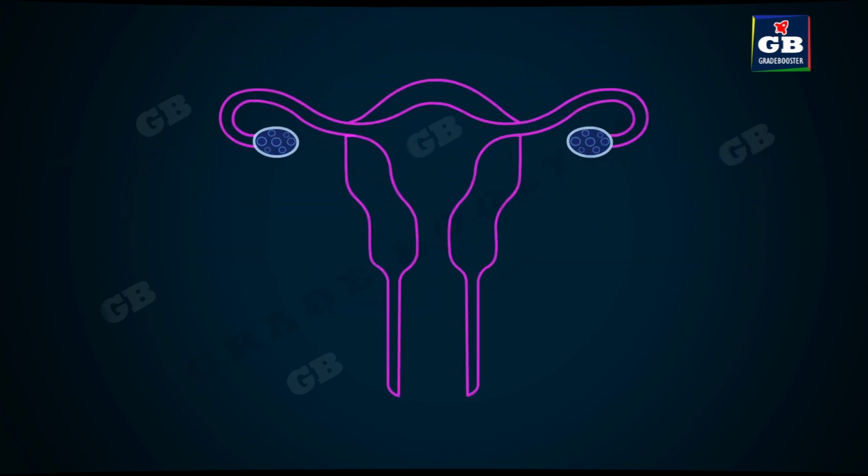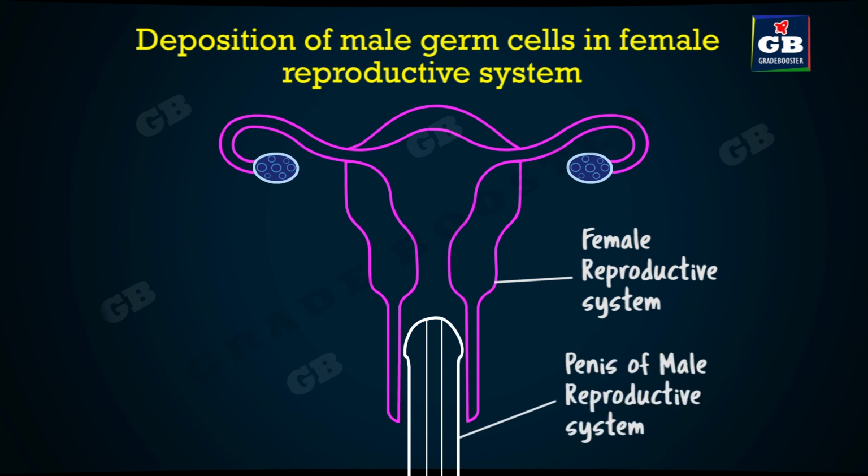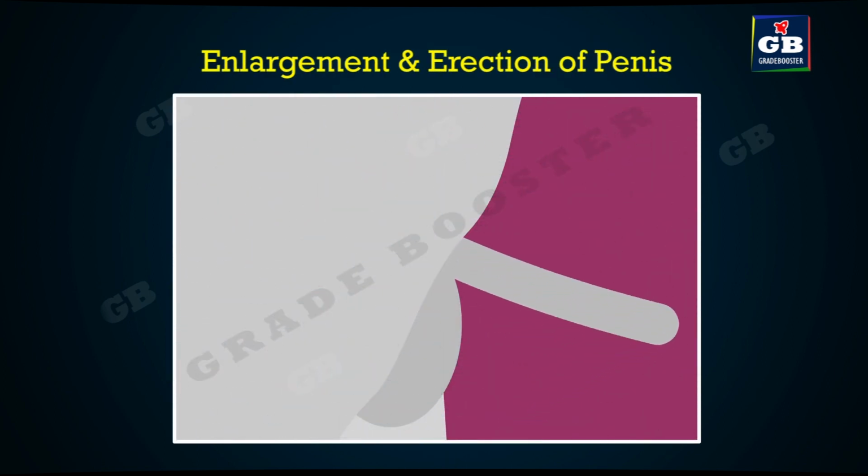In human reproduction, the males deposit the male germ cells in the female reproductive system. Penis is the male organ that helps in the deposition of male cells in the female reproductive system. Penis has to become enlarged and erect to facilitate the deposition of male cells into the female reproductive system.